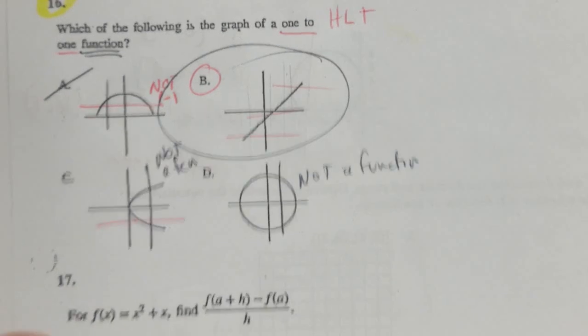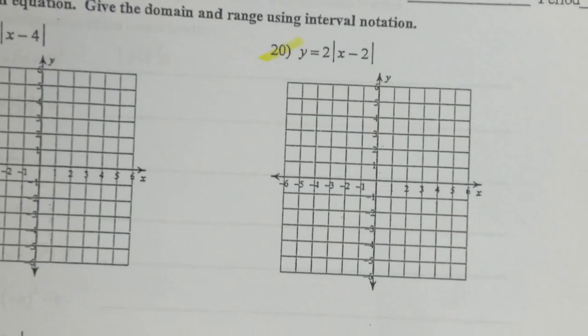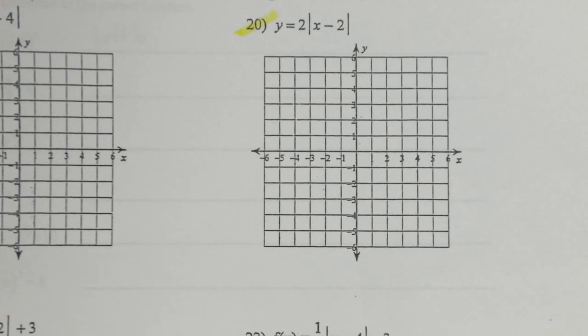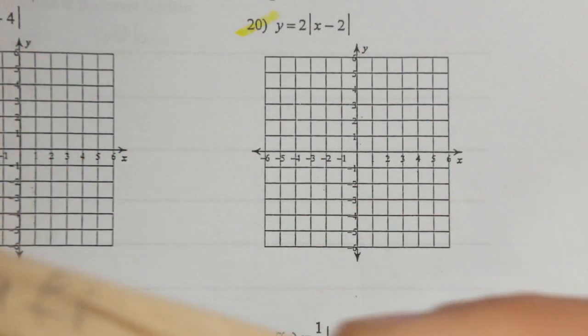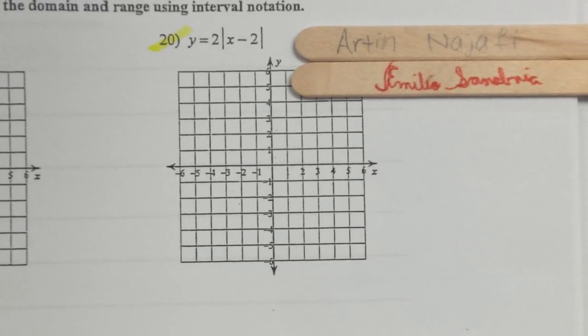Okay, promise we'll come back to 17 and 18. Number 20. Oh, landed on an easy one to start, this one. I always hate saying easy and then grabbing popsicle sticks, because someone's going to feel bad if they don't know. But I have, well, not infinite faith, that'd be a lot. But I have faith in Artine and Emilio.